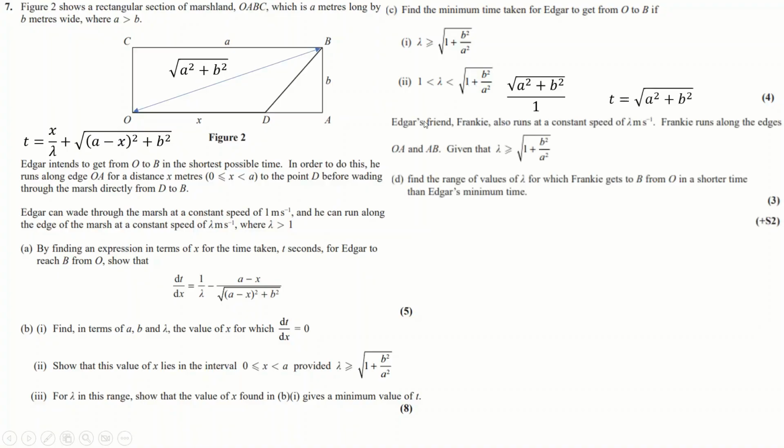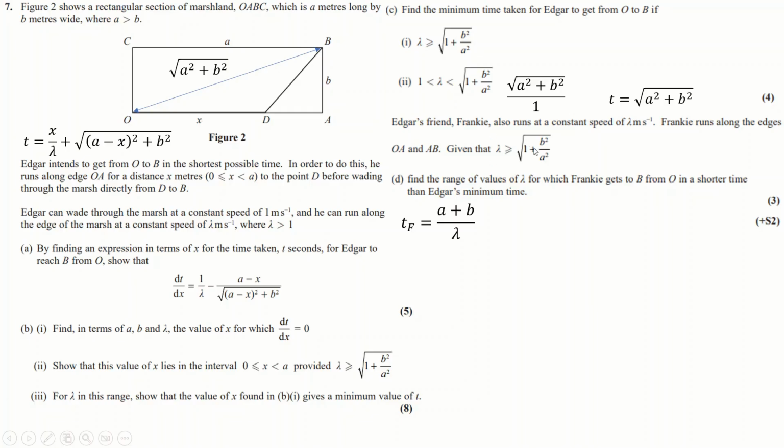And the last part, someone else runs at speed of lambda, but he doesn't like going through the marsh at all. This person just runs along here to here. So great, his total distance is a plus b, and his speed is lambda, so his time is going to be a plus b over lambda, time for Frankie.